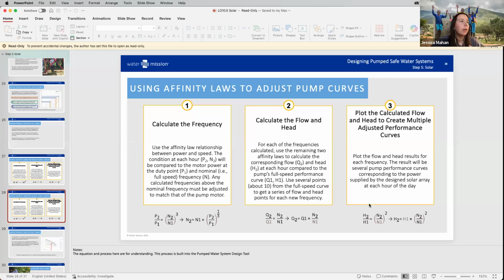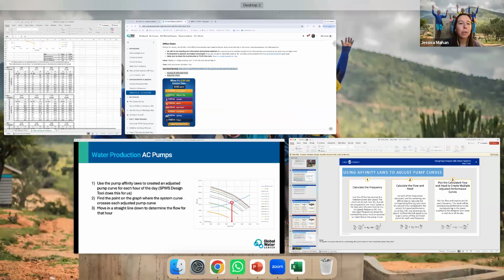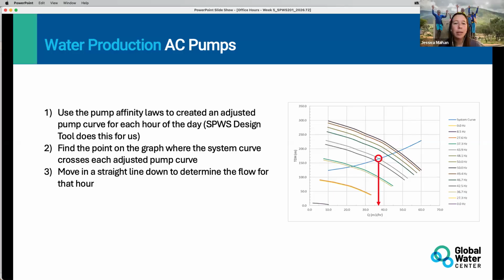Any other questions, let me go back to this one. Any other questions about how we're using the affinity laws or plotting them? I know that this is one of the trickier portions, but keep in mind we're doing this mainly so that we can estimate our water production for the day. That is the big goal here. But I know that it is a lot of calculations and they get very repetitive.